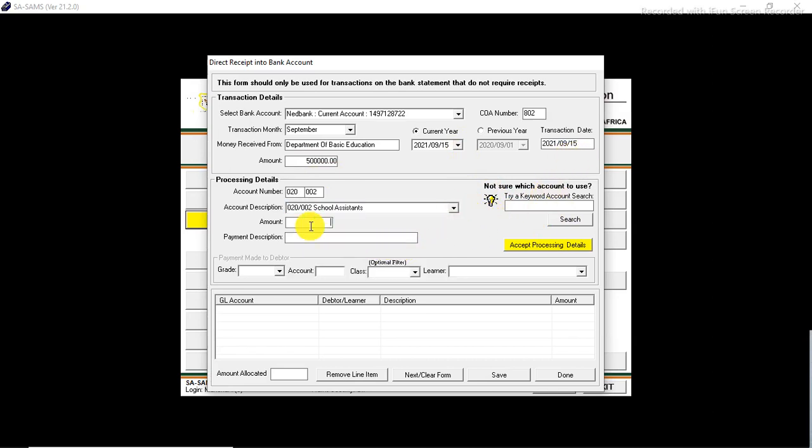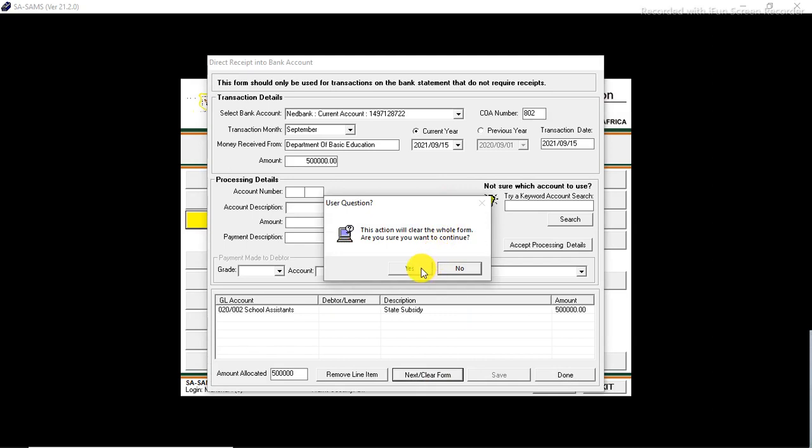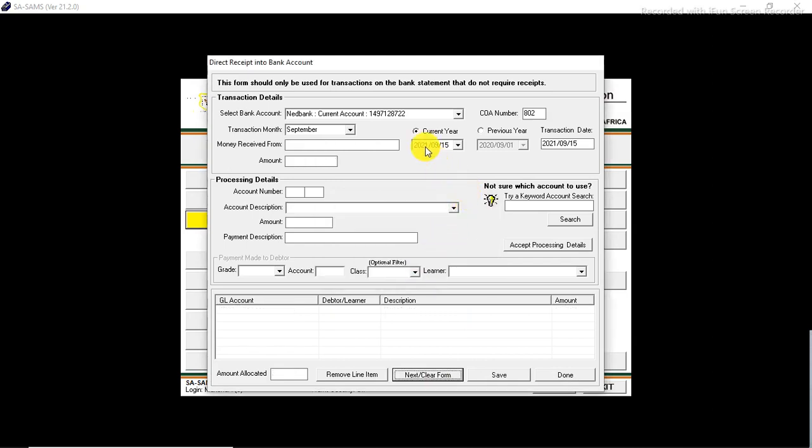And then I said, okay, what is it? It's norms and standard, state subsidy. And then I processed it, and I noted it is not saying issue out a receipt because the evidence is a bank statement. And then on the same concept, I said, you clear it up after you're done.